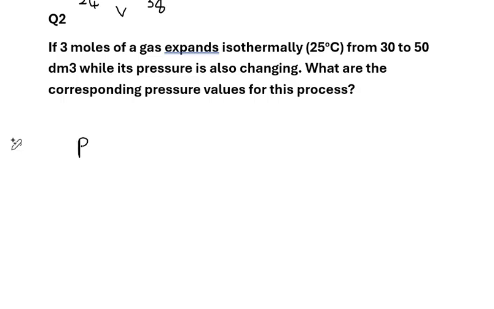So it's PV equal nRT. This is the equation we're going to be using to calculate the corresponding pressure values for this process. As you all know, as I said before, in this case, pressure is going to be decreasing from a high value to a low value because the volume is increasing, because they're inversely proportional to each other. So the pressure you calculate for the 30 dm cube volume should be higher than the pressure you calculate for the 50 dm cube volume.